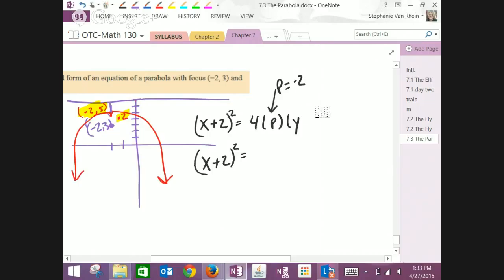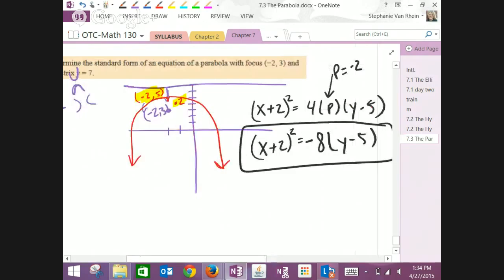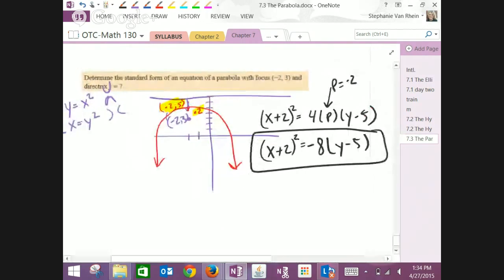So this is y minus 5. So this would be minus 8, y minus 5. So P is minus 2. The center, minus 2, 5. Sorry, the vertex. The focus is given. The directrix is given. Any questions on that?